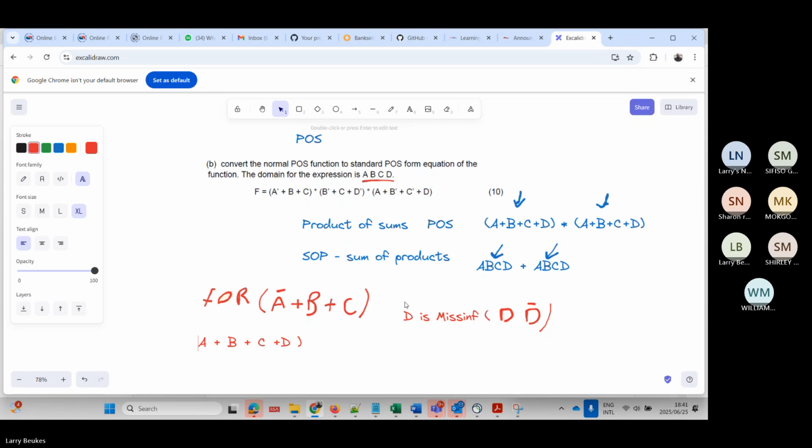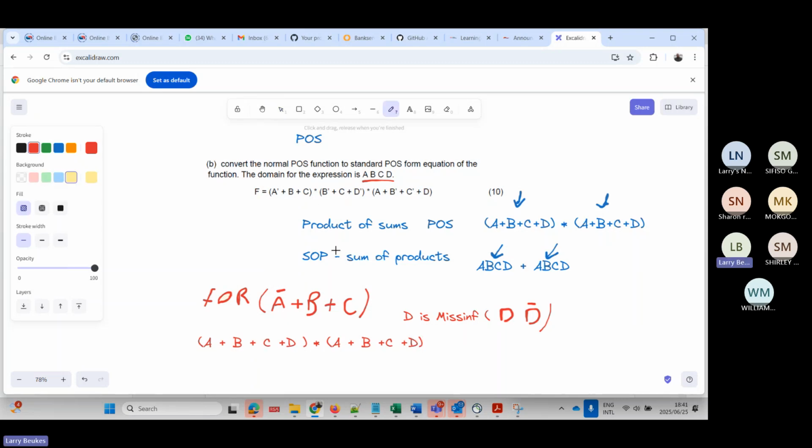And now for the D naught, this whole term here: it was A naught, we know this is always A naught, A naught B C with the D, and then A naught B C with the D naught, right? So this is for this term, and we're done with this term.